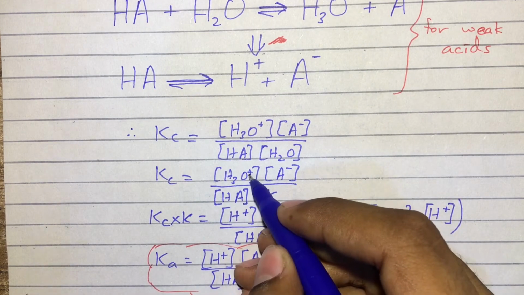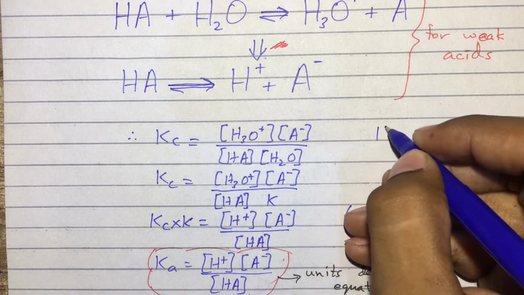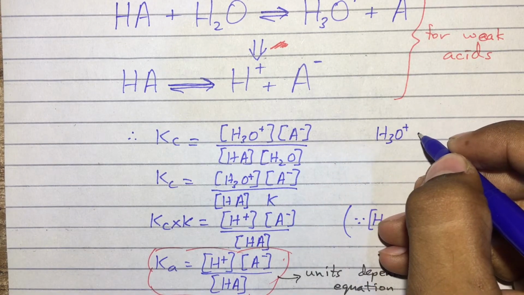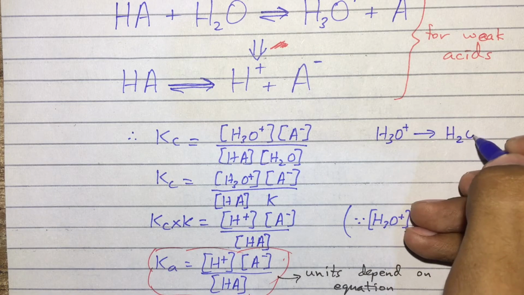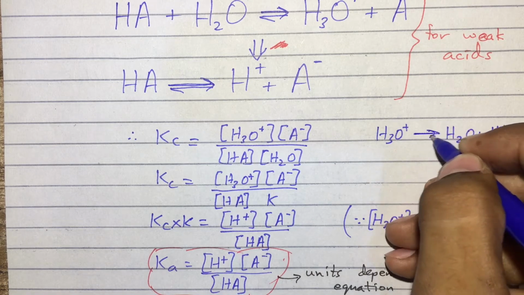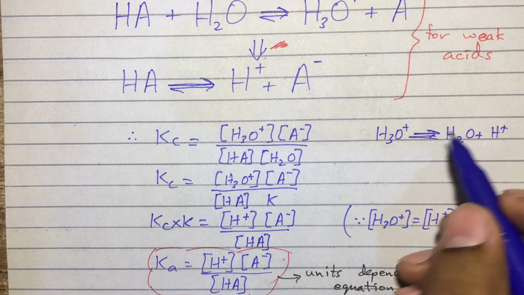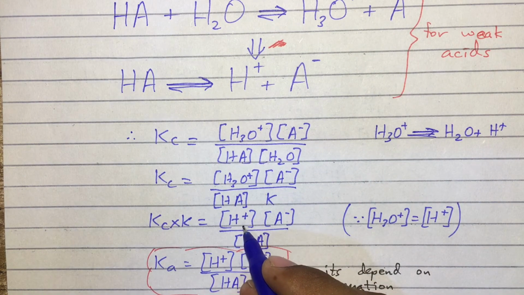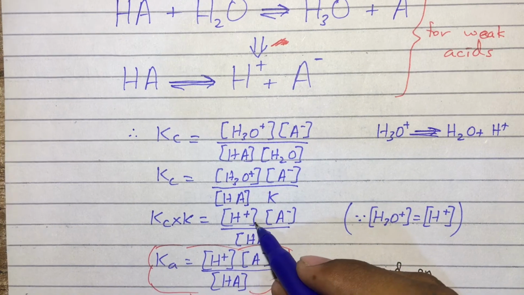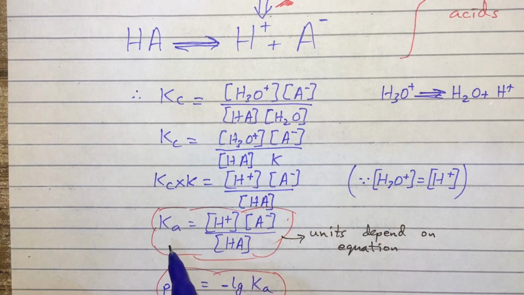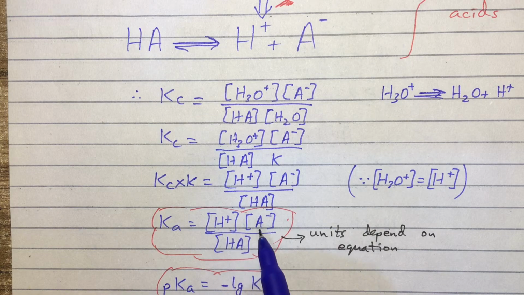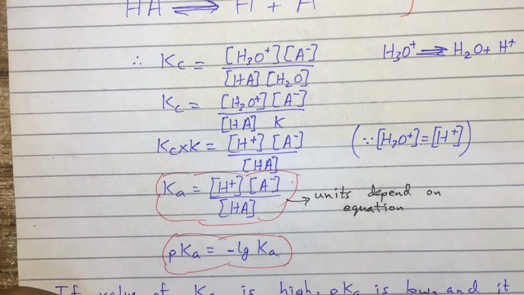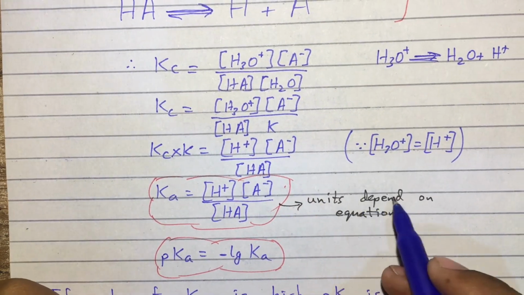And over here we had H3O positive, but as you know, H3O positive is H2O plus H plus, right? So the concentration of H plus is equal to the concentration of H3O positive. That's why I replaced H3O positive with H plus. So through this we got the expression for Ka, which is equal to the hydrogen ion concentration times the concentration of the salt upon the concentration of the acid. And the units of this depend on the equation.